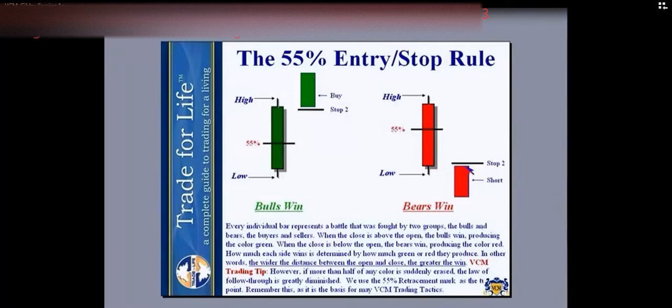Solid red bar. Opens, shows you a little bit of red, you go short. The red starts to grow, you get enough red, stop goes to the entry bar's high. Risk-free trade, market's money. If you're wrong, you're talking pennies. Guys, the 55% is of the entire bar, the entire range of the bar.